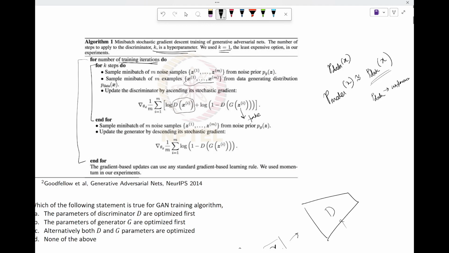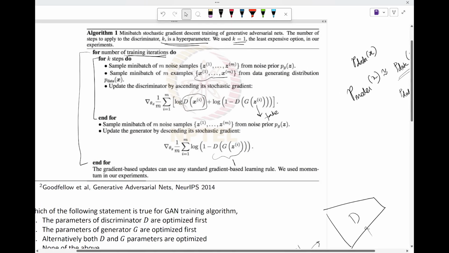While the generator wants to create an x from z such that it is able to fool the discriminator. So that means if it wants to minimize this, it will want to make this D as 1. That is, it wants the discriminator to predict the generated image as 1.